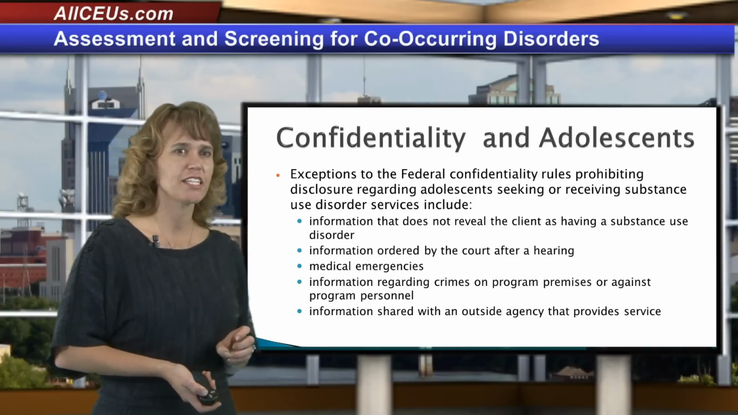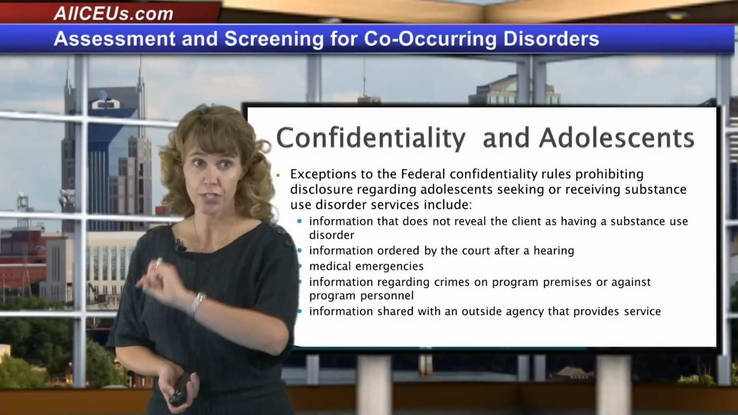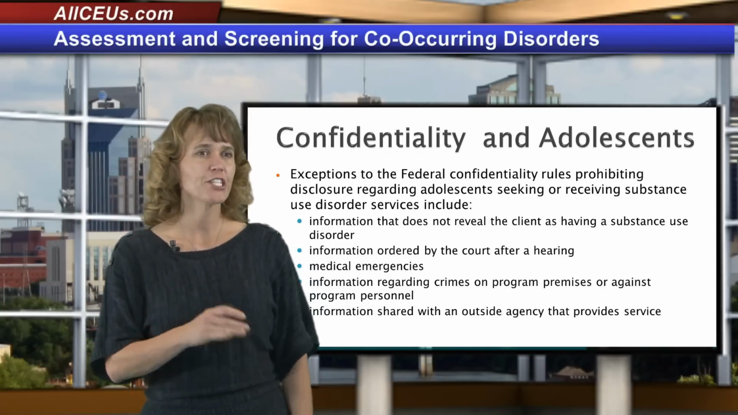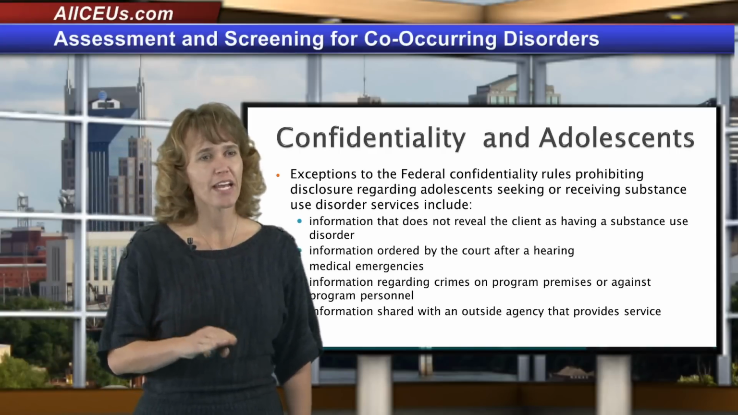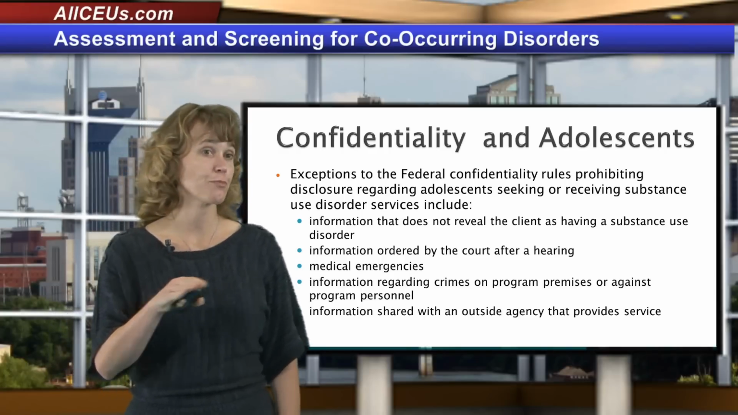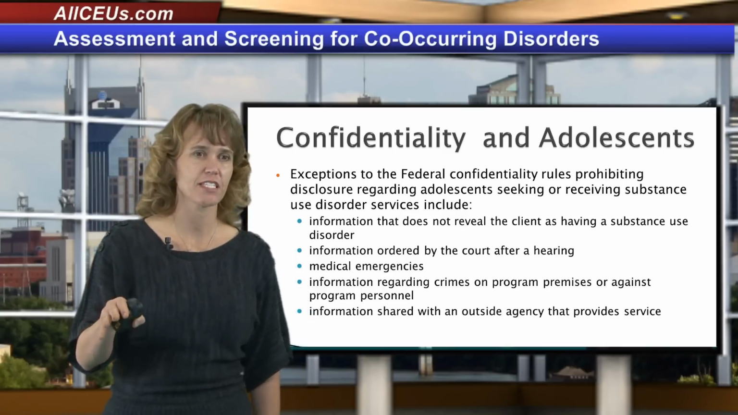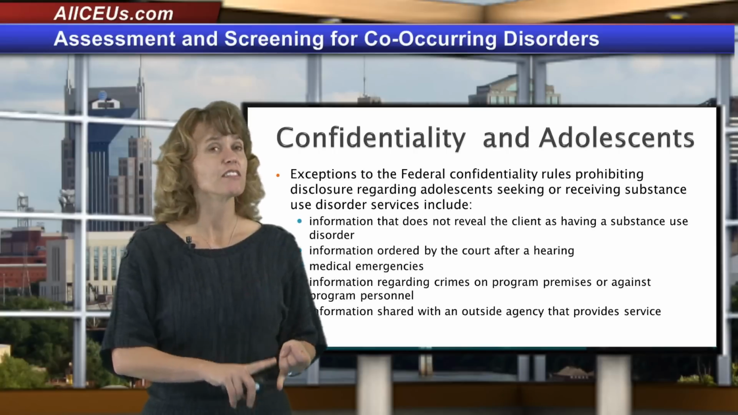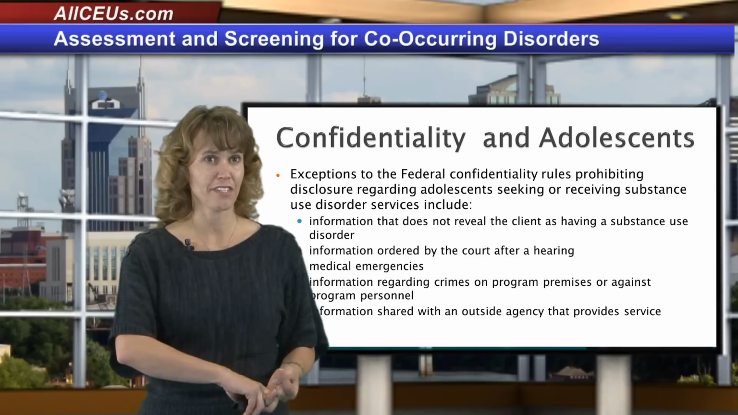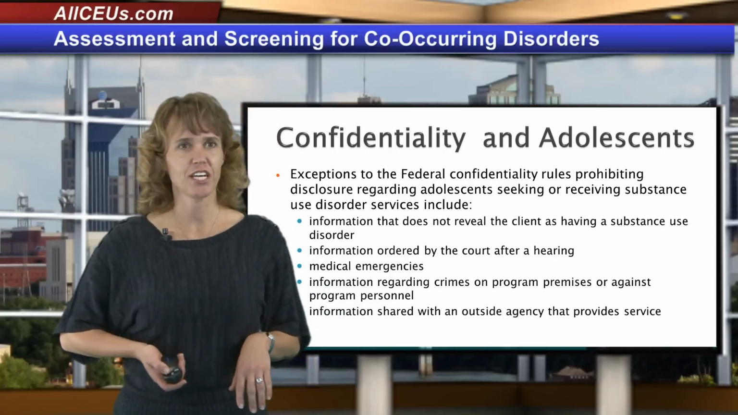Exceptions to the federal confidentiality rules prohibiting disclosure regarding adolescents seeking or receiving substance use disorder services include information that does not reveal the client as having a substance use disorder, information ordered by the court after a hearing, medical emergencies, information regarding crimes on program premises or against program personnel, or information shared with an outside agency that provides service. Now, the outside agency, you probably need a release for, and if you're revealing that the client is seeking any kind of services, you probably need a release unless it's one of those standard reasons to breach confidentiality.